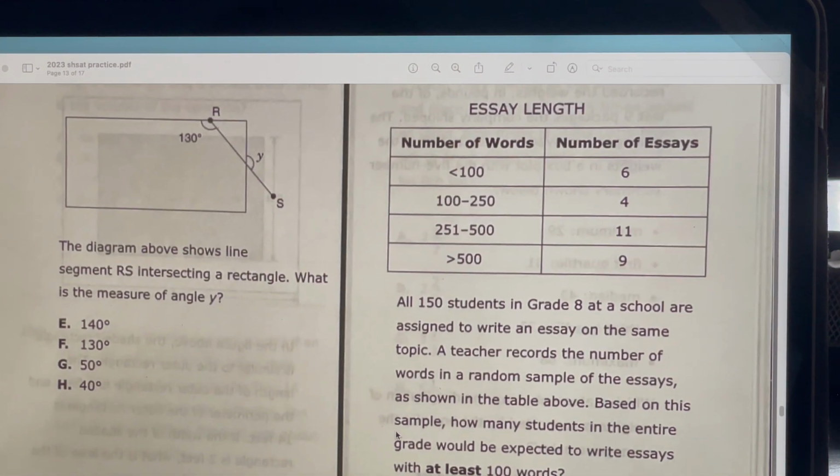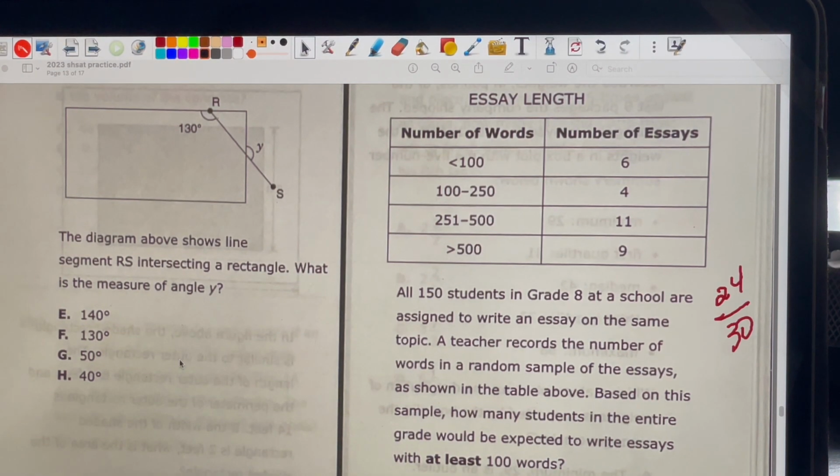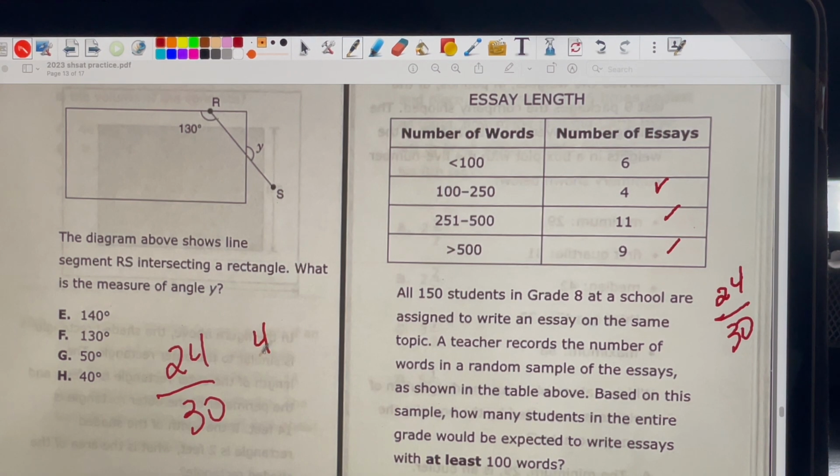Oh, there's 150 students in the entire group. So based on the sample, we have 24 over 30, so we're making a prediction. Based on that, 24 out of 30 students will write 100 words or more, and we'll simplify this. 24 divided by 6 is 4, and 30 divided by 6 is 5, so we get 4/5. So we're going to use the fraction 4/5.